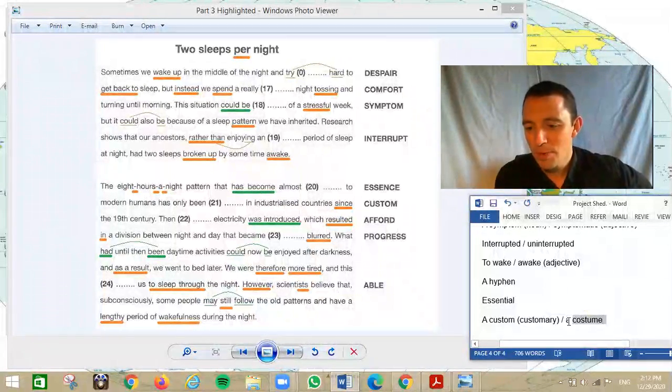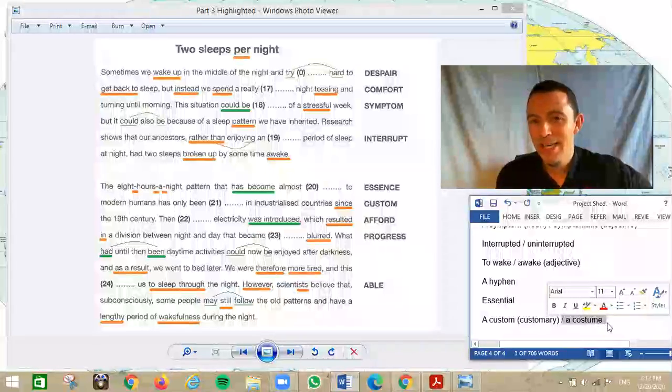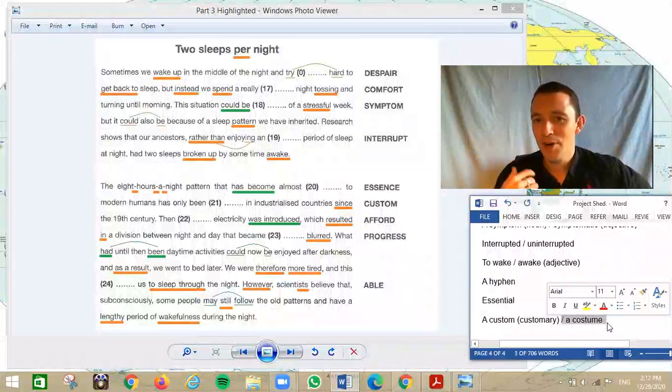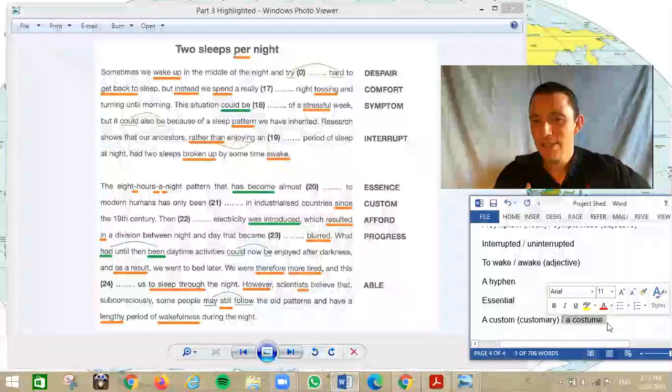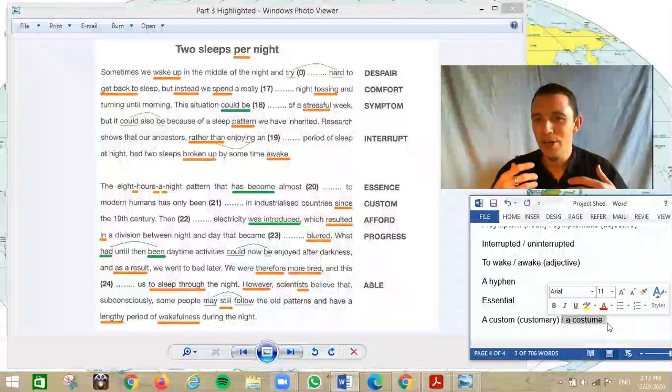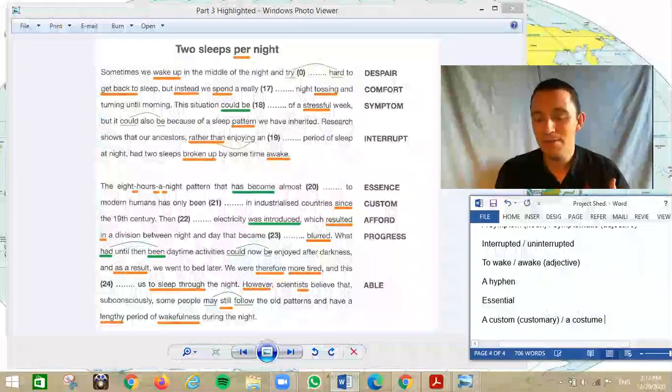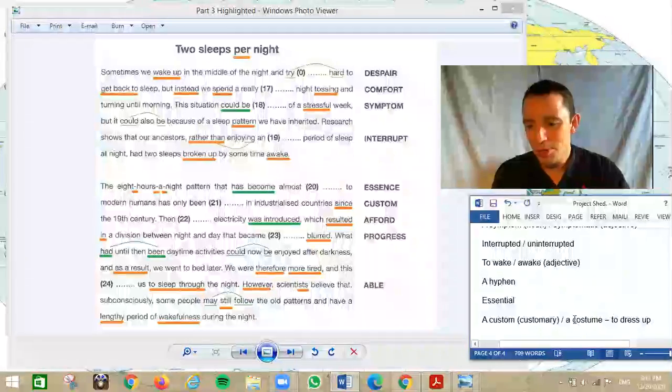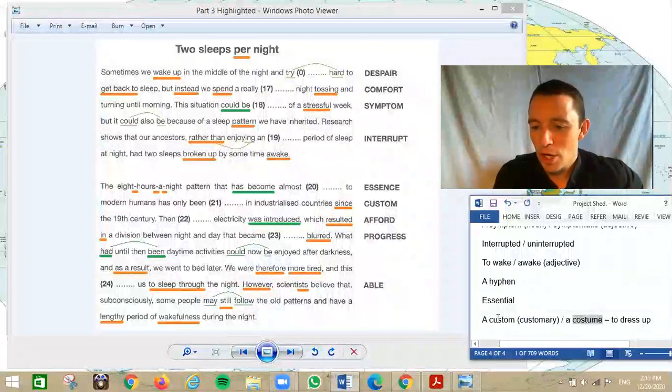So a costume is at Halloween, typically, when you change your clothes and you look like a ghost, or you look like a clown. So in English we say to dress up. There's a phrasal verb to dress up. And here, a costume is the difference, okay? So a custom and a costume are very, very different.